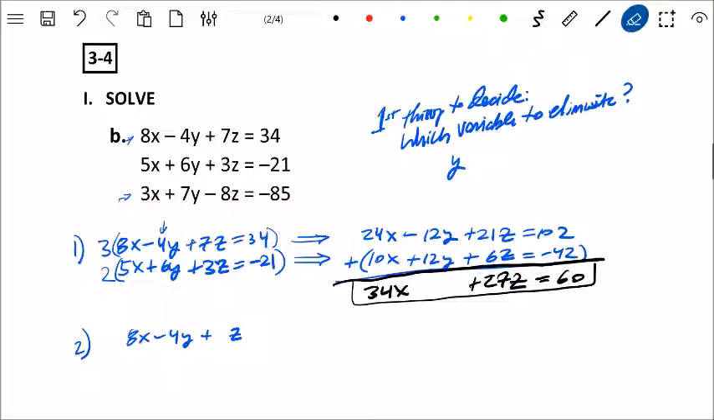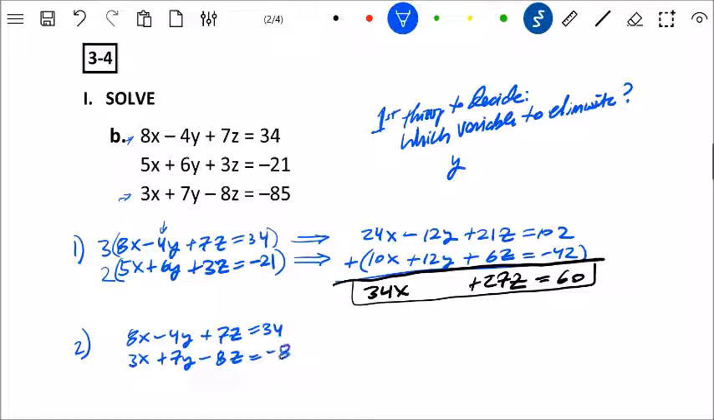Let's make that most clear. Okay, equals 34. And underneath it, we have 3x plus 7y minus 8z equals -85. So one thing you can see here is you can use an equation over again, like I did with the 8x, as long as the second equation is a different one.